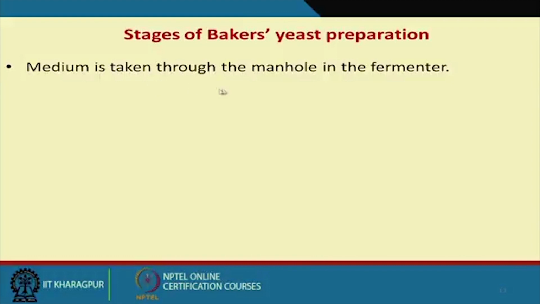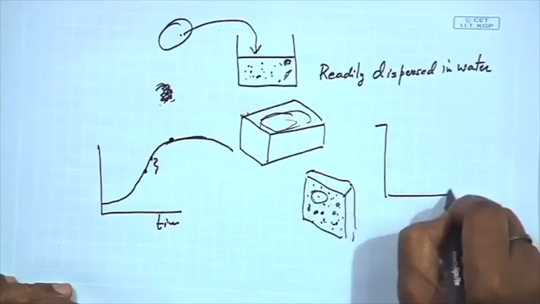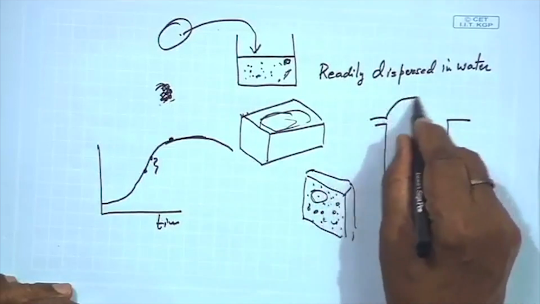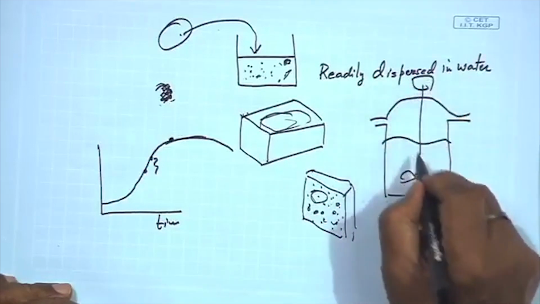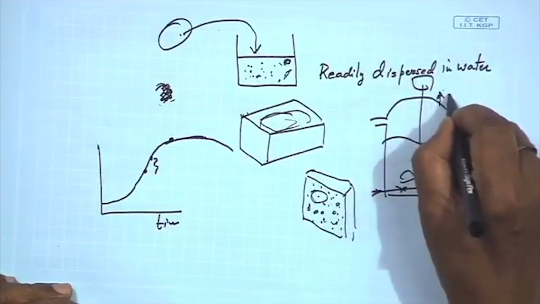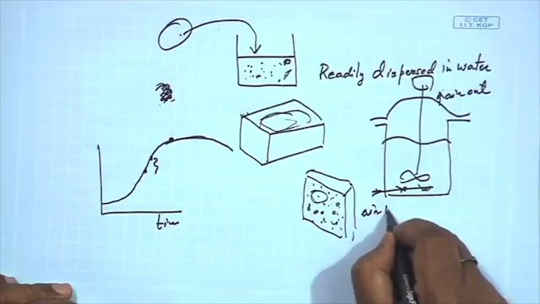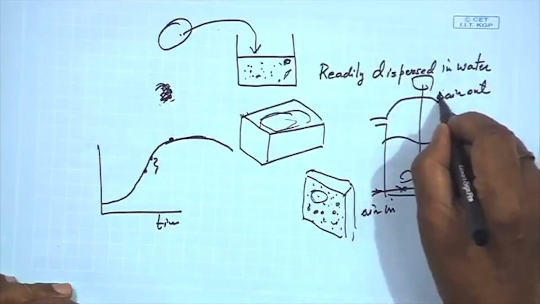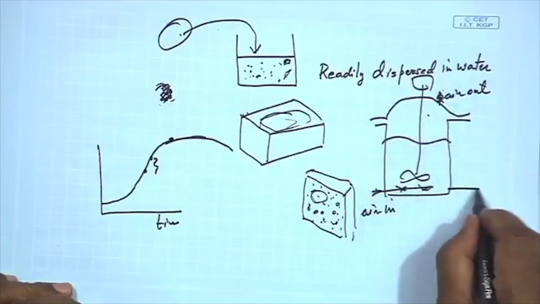Then the media is taken through the manhole of the fermenter. Suppose this is the fermenter, and this is the aerobic fermentation process. So, this is air out, and this is air in. We close this valve. If you close this valve, then what will happen? The air pressure will build up.